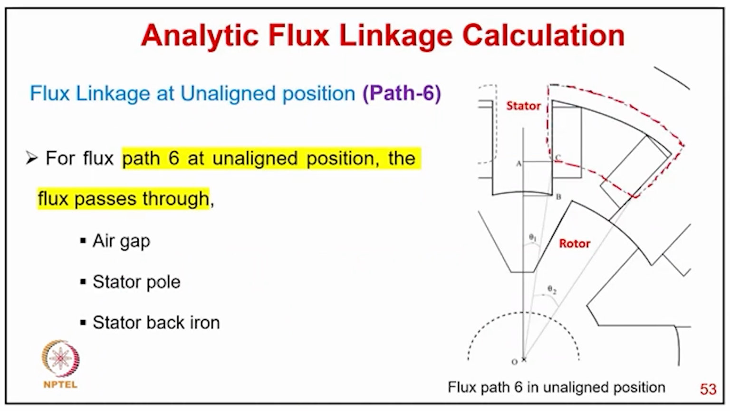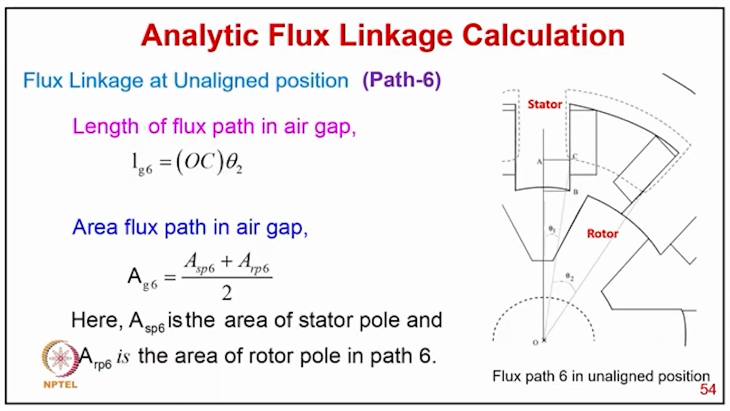Now the flux linkage at unaligned position for path 6, as you see in the diagram. So for flux path 6 at unaligned position, the flux passes through air gap, stator pole and stator back iron, and the length of the flux path in air gap Lg6 equal to OC into theta 2, and the area of flux path in air gap Ag6 equal to (ASP6 plus ARP6) by 2, where ASP6 is the area of the stator pole and ARP6 is the area of rotor pole in path 6.